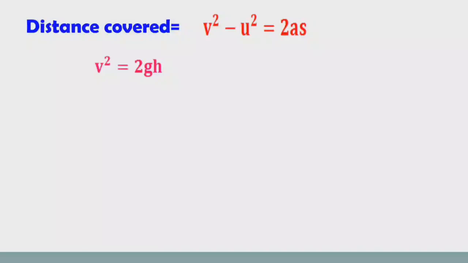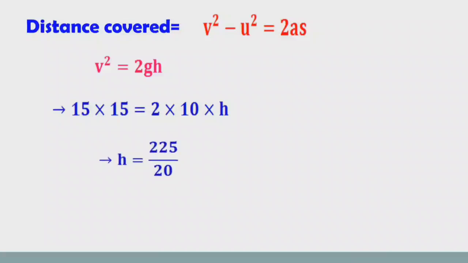Already we know the value for v. Final velocity is 15. So 15 into 15, or 15 square, is equal to 2 into g value 10 into h. 15 square is 225, and 2 into 10 is 20. So 225 by 20. So h is equal to 11.25 we will get. h is equal to 11.25 meters.